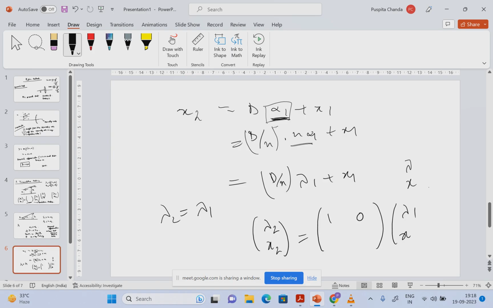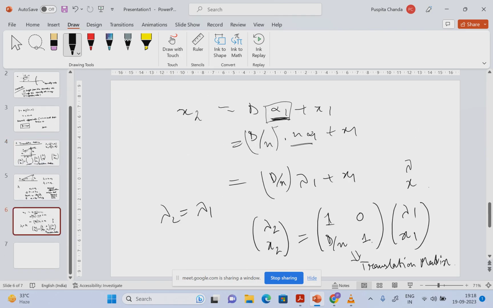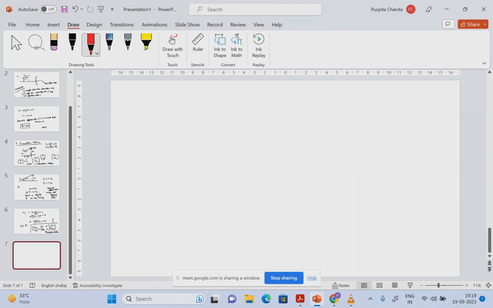So lambda 2 is equal to lambda 1. X2 is equal to d by n times lambda 1 plus x1. So d by n will be over there and x1 has coefficient 1. So this is the translation matrix. Whenever a ray goes from one point A to B, where d is this distance or length, the translation matrix will be this: 1, d by n, 0, 1.